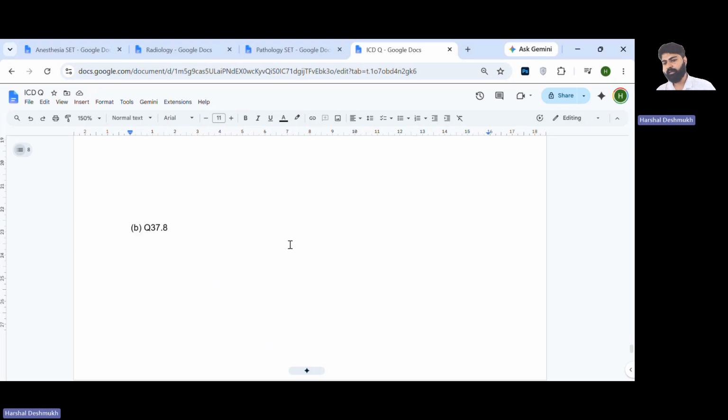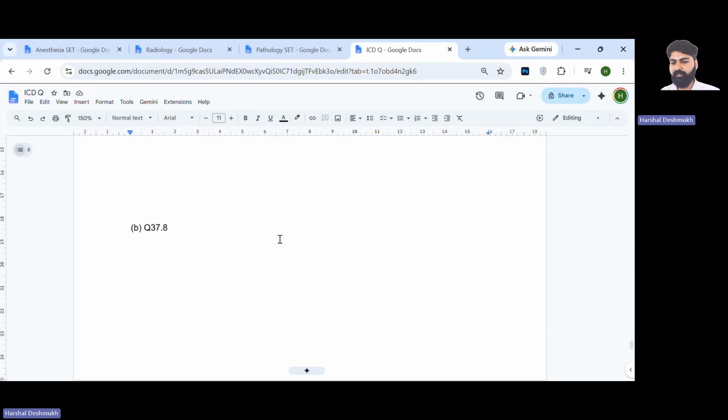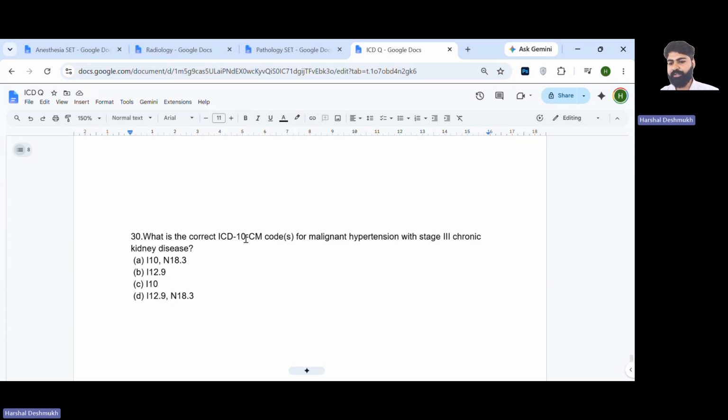The correct answer to this question is option B, Q37.8. Moving on to the last question. What is the correct ICD-10-CM code for malignant hypertension with stage 3 chronic kidney disease? Should be a way easy one.